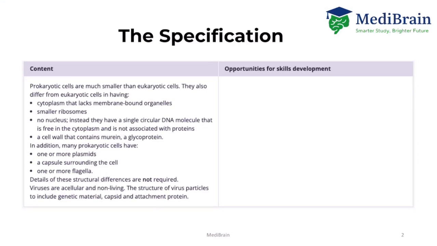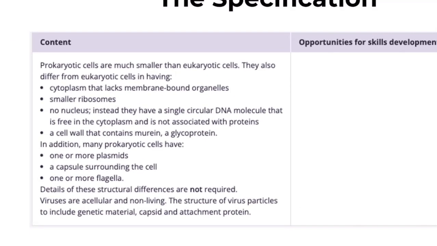So we're going to be looking at the structure of prokaryotic cells. We're going to acknowledge that they're smaller than eukaryotic cells. We're going to have a look at these key points over here, and the differences that prokaryotic cells have compared to eukaryotic cells. So as you can see, prokaryotic cells have one or more plasmids, a capsule surrounding the cell, or one or more flagella. And then we're going to end off on this tiny part of the spec, which is all about viruses.